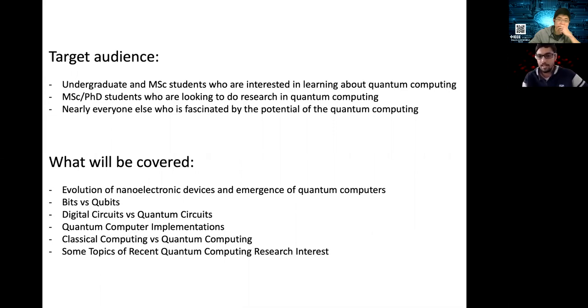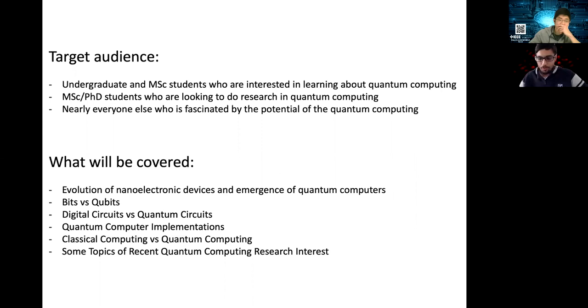So what I'm going to cover is, I'm going to first talk about evolution of nanoelectronic devices in the last few decades and how we reached quantum computers. And then I'm going to talk about bits versus qubits, because we all know bits are in your normal computers and quantum computers will be made from qubits. So I'm going to make a distinction between those two. I'm also going to talk about digital circuits versus quantum circuits. How can you build quantum computers? And then I'm going to talk a little bit about classical computing versus quantum computing. And finally, some topics of recent quantum computing research.